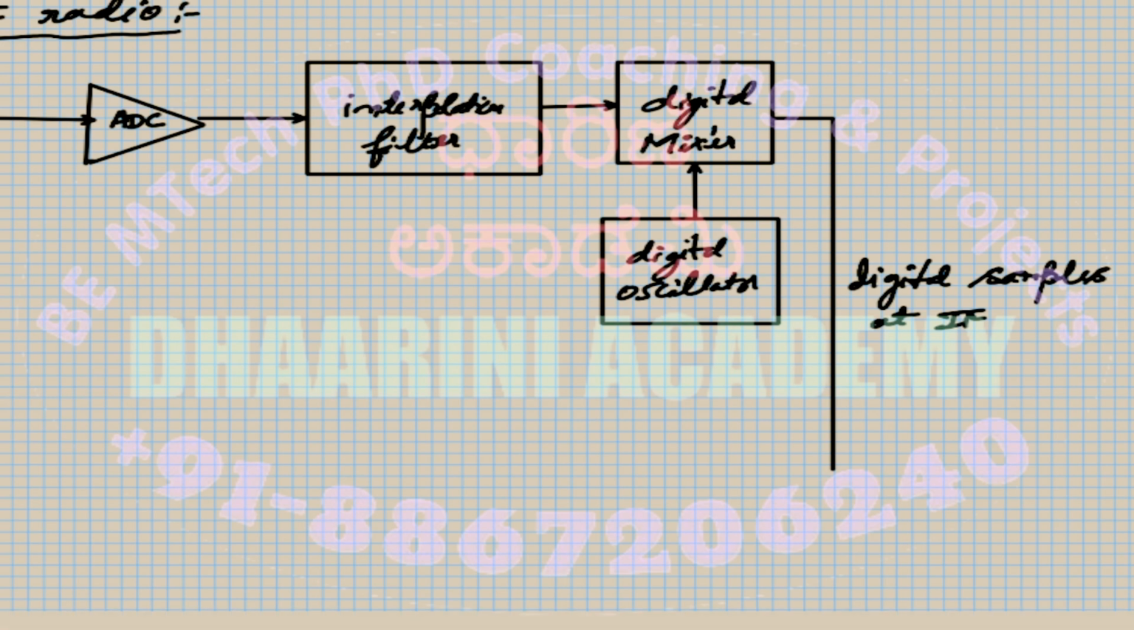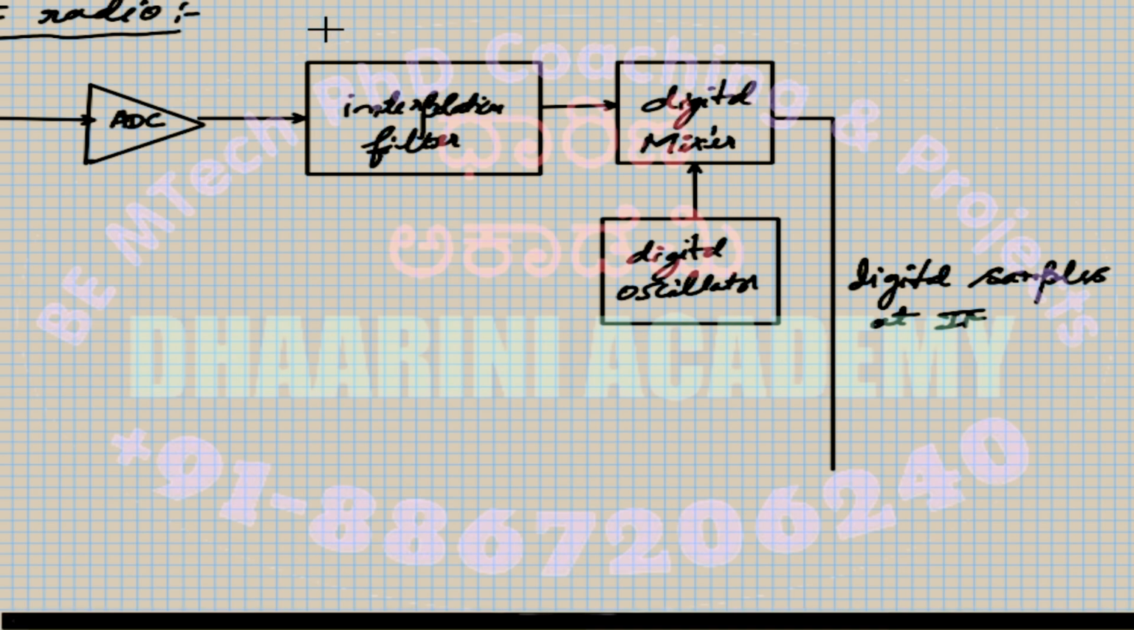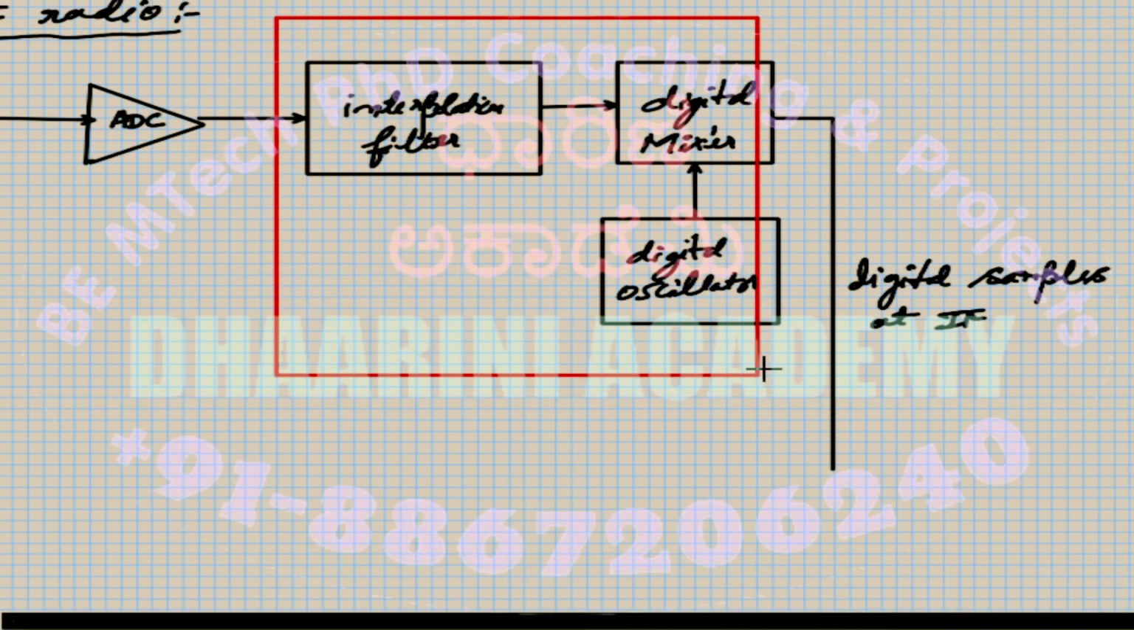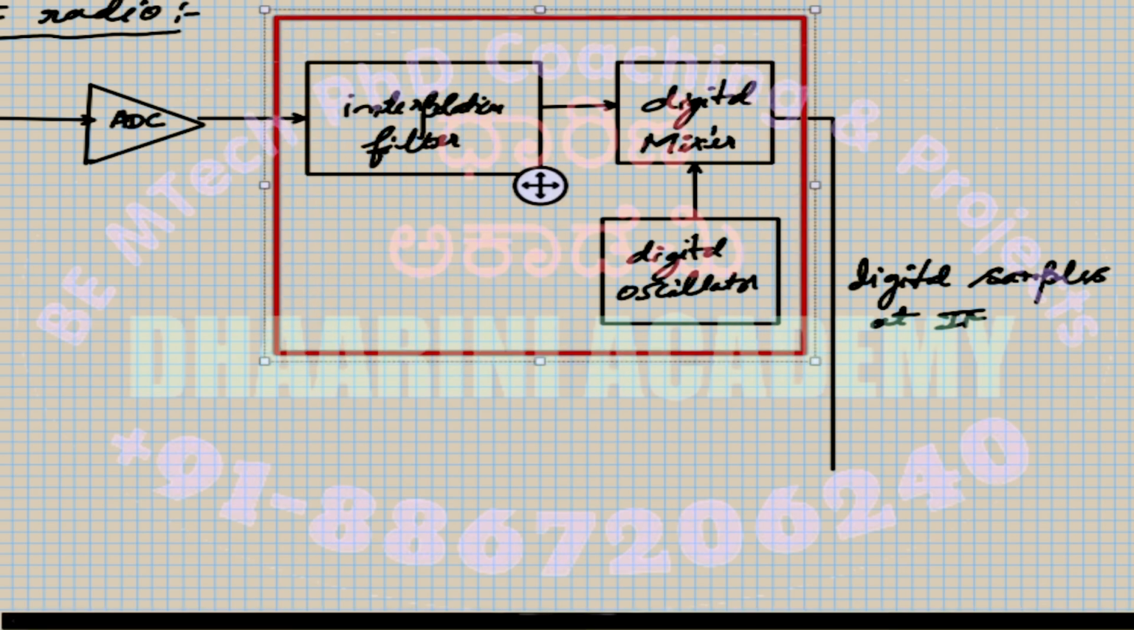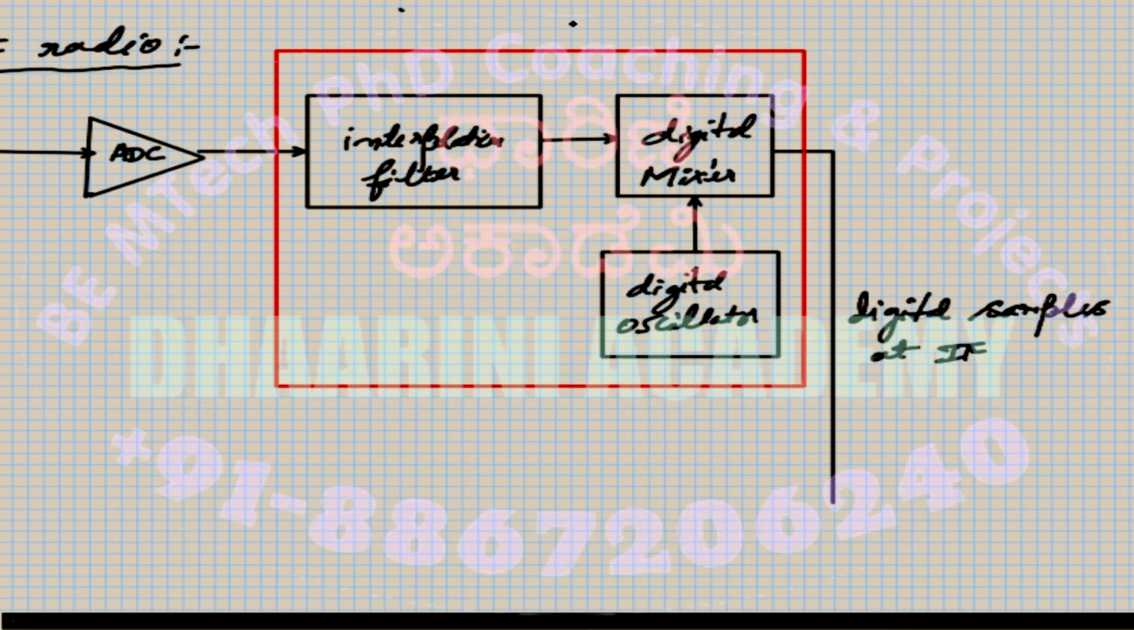Now, there is a name for the bundle of these three components. This actually is a specific part of our HF radio, and this is called the digital up converter.